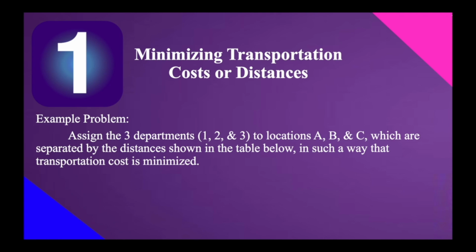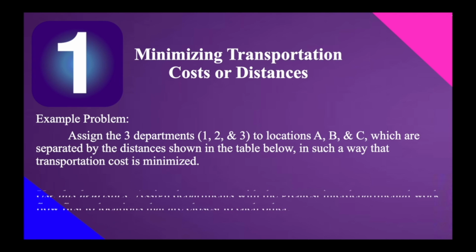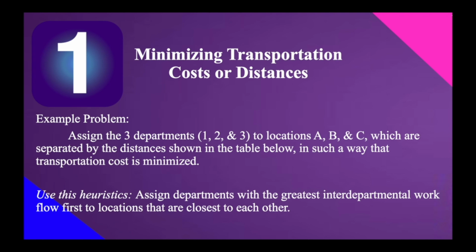So our problem is to assign the 3 departments, Department 1, Department 2, and Department 3, to locations A, B, and C, which are separated by the distances shown in the table below. The table is actually on the next slide. So in such a way that transportation cost is minimized.